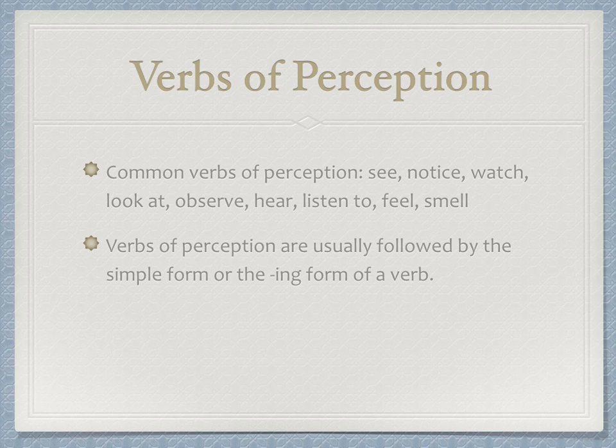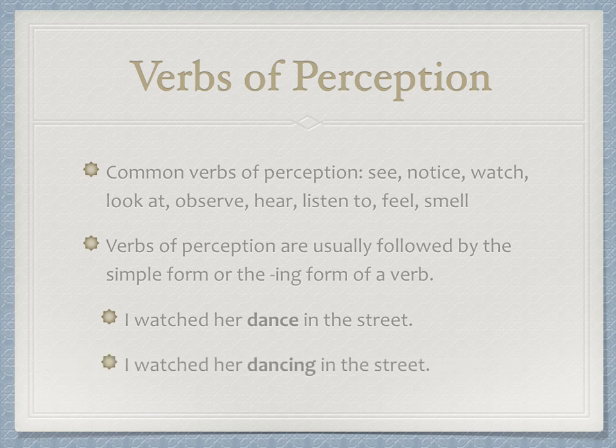And verbs of perception are usually followed by the simple form or the ing form of the verb, so the gerund form. So I either have I watched her dance in the street, or I watched her dancing in the street. But I do not say I watched her to dance in the street. That would be incorrect. There really is not a big difference in meaning between using the simple form of the verb or the gerund in this case.